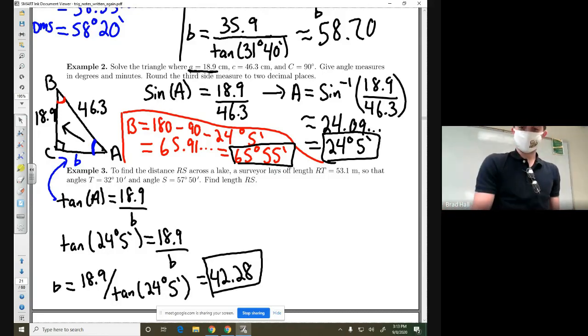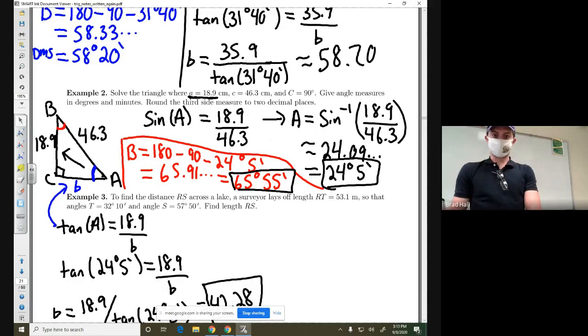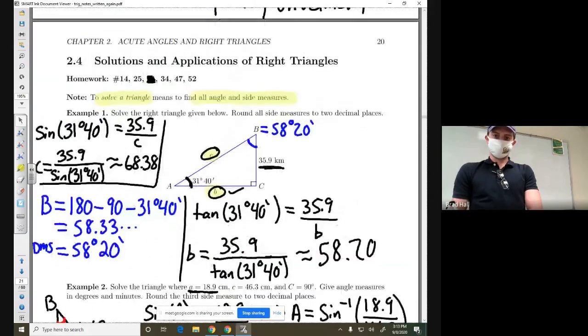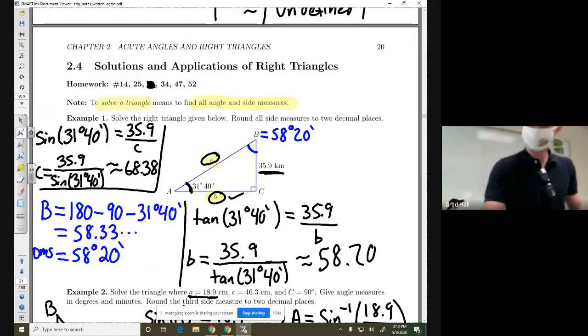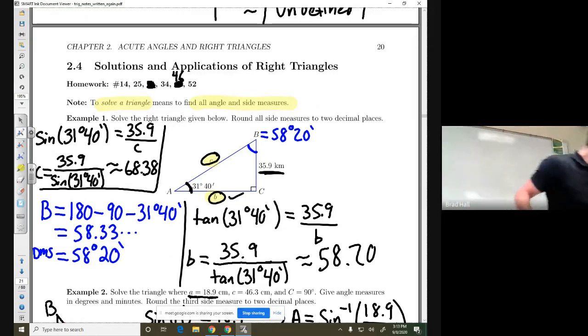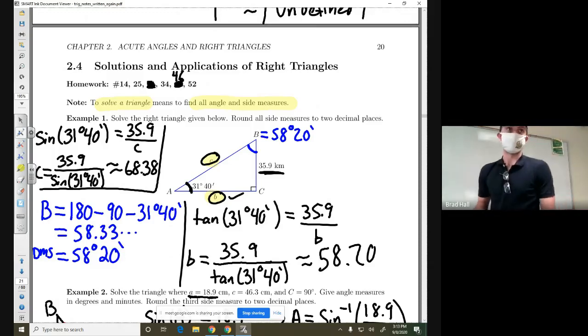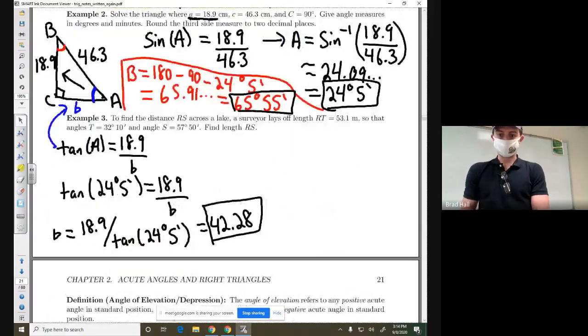I'm going to skip example 3, and what I'm going to do is make example 3 the replacement problem for 47. So 47's gone, it's 46. In 46, they give you a nice diagram, so it's much easier. It's much easier than 47, I promise. So 46, I'm assigning that one for the homework. And that is example 3.